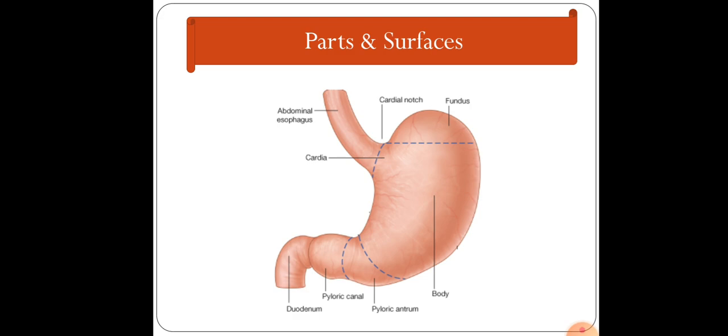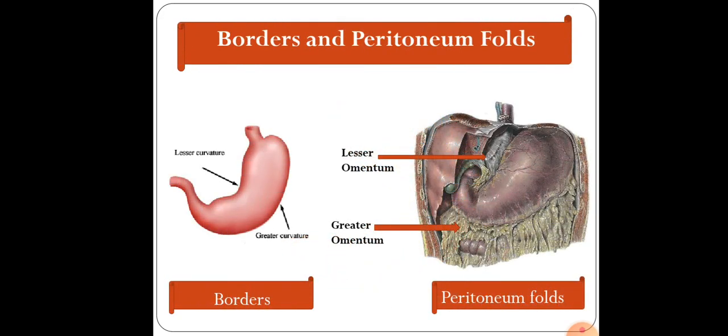The stomach so has 3 parts: fundus, body, and pylorus, and has 2 surfaces: anterior surface and posterior surface. It has 2 borders: lesser curvature and greater curvature. The lesser curvature is the left border. The greater curvature is the greater and right border.